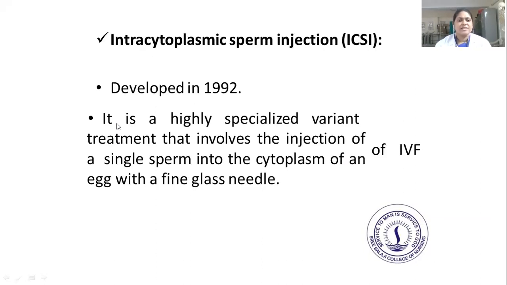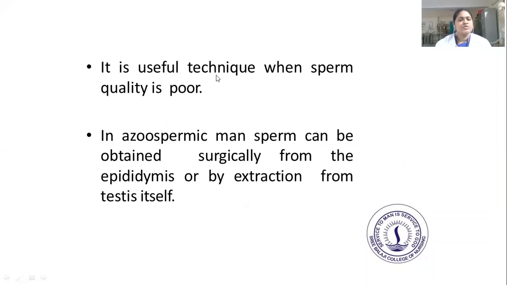Next treatment is called intracytoplasmic sperm injection, that is ICSI, which was developed in the year 1992, and it is a highly specialized variant treatment that involves the injection of a single sperm into the cytoplasm of an IVF egg with a fine glass needle. It is a useful technique when sperm quality is poor and, in azoospermia, sperm can be obtained surgically from the epididymis or by extraction from the testis itself.